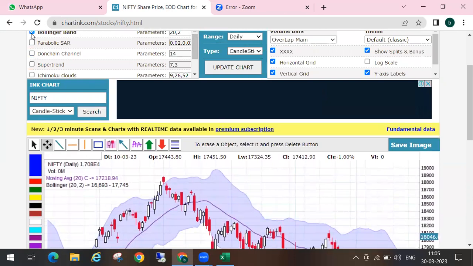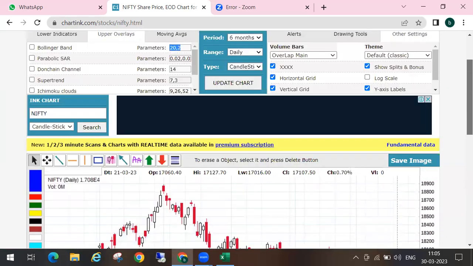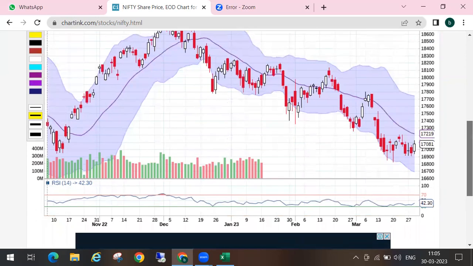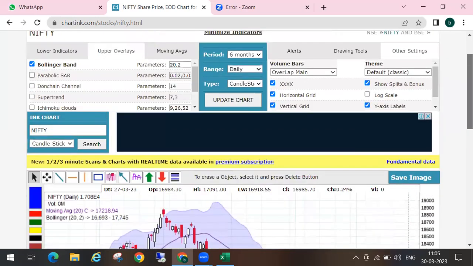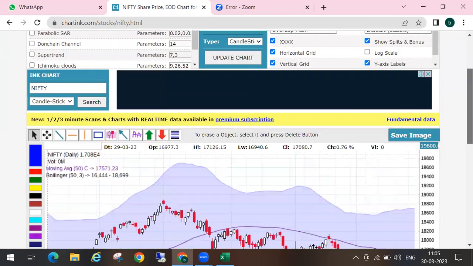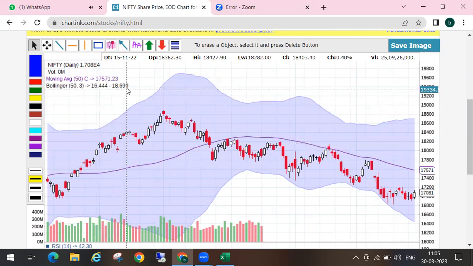Now if I again remove this checkbox and click, the Bollinger Band disappears, and again we have only the candlestick chart. Again I bring it up. Now let me show you one thing here itself. If I increase this to 50 and 3, that means 50-period moving average and 3 standard deviations. See what happens: the band becomes wider. 17,571.23 is the middle purple line, then 16,444 and 18,699.